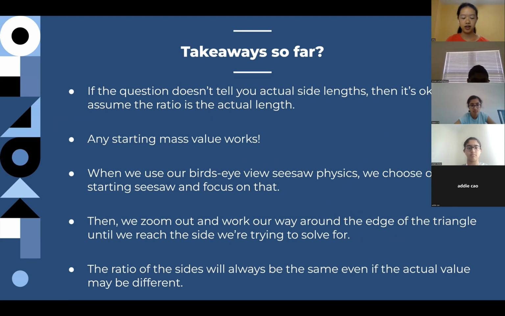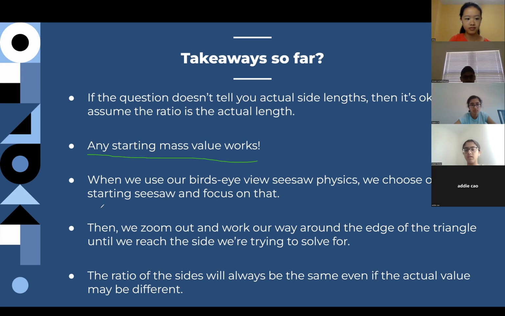So the takeaway so far is that if the question doesn't tell you the side lengths, then just assume the ratio is the actual length, and any starting mass value will work. When we use our bird's eye view seesaw physics, we choose the starting seesaw, focus on that, and then we solve our way around the triangle. And the ratio of the sides will always be the same, even if the actual values may be different.